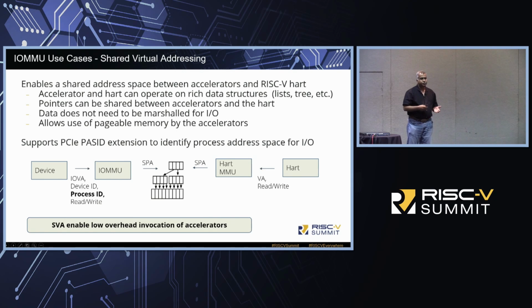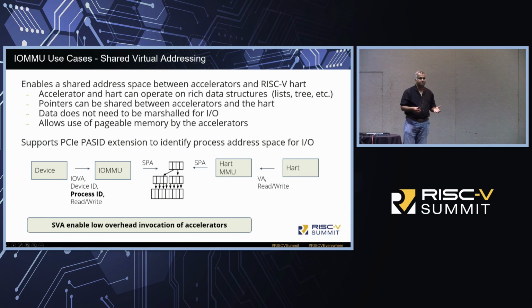Let's look at a third use case, and this is an emerging use case. It's called shared virtual addressing. A lot of times you want to offload your work to an accelerator. For example, you might want to do acceleration on a GPU or some kind of custom accelerator. And when you have these accelerators, you also want the ability to share pointers between the accelerator and the software that runs on the hart.